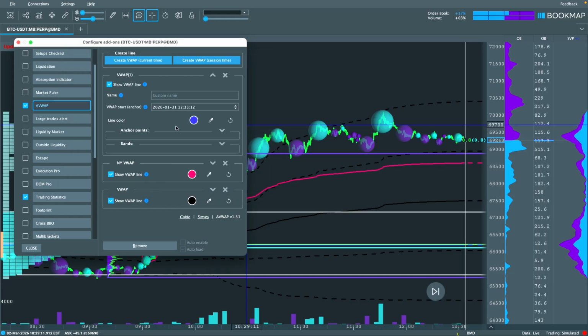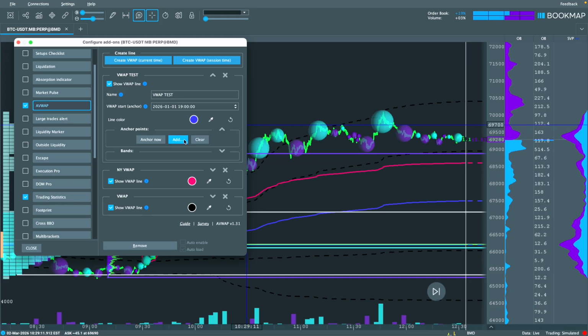Then you can enter a name for your VWAP here, and I will choose VWAP Test. And then we start the anchor for the open for a daily VWAP. So now we have the date and time in here. Come down to anchor points. Next, click on this add button.